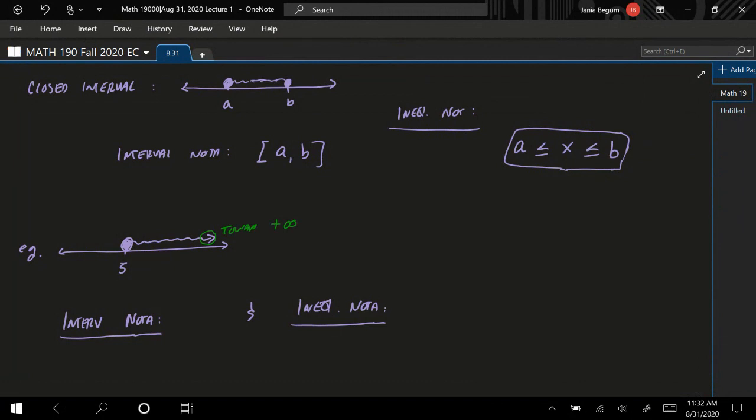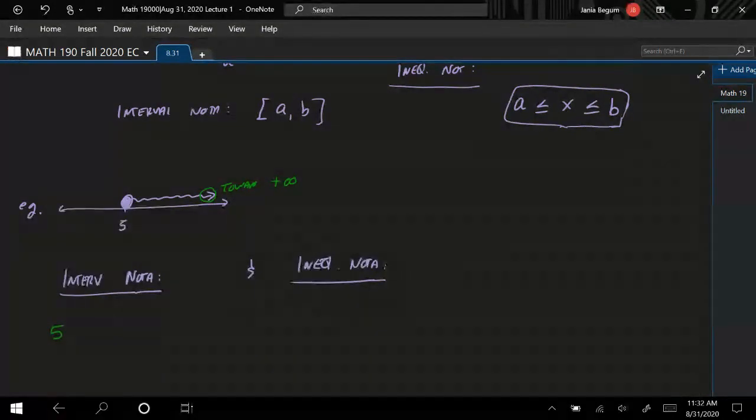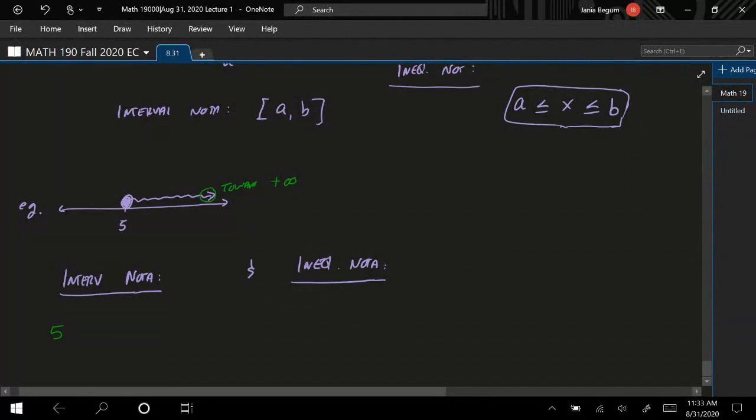So looking at this graph, and we want to express it in interval notation, the lowest the set has is 5, right? So in interval notation, we're going to start from 5. Now the question is, is 5 included or not included? It's included. Right. So which symbol do we use? The brackets. Great. And then comma.